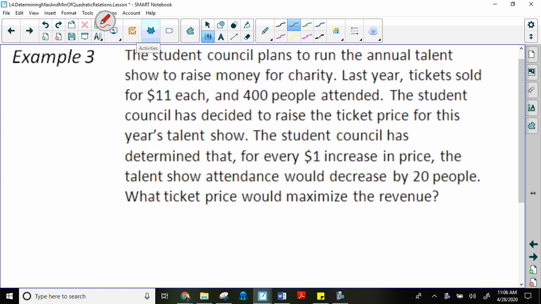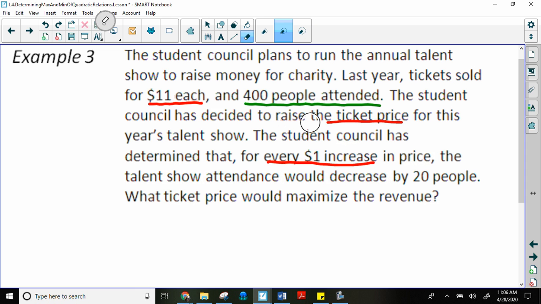Student Council is running a talent show and we're raising money for charity. So last year, based on their sales, the tickets cost $11 each and 400 people went. So for $11 each, 400 people went. The Student Council has decided to raise the ticket price for every $1 increase.